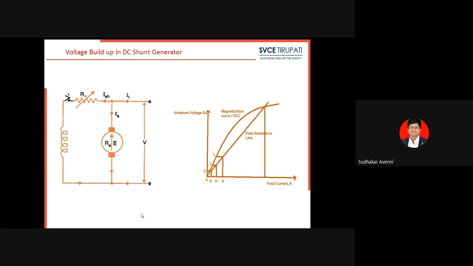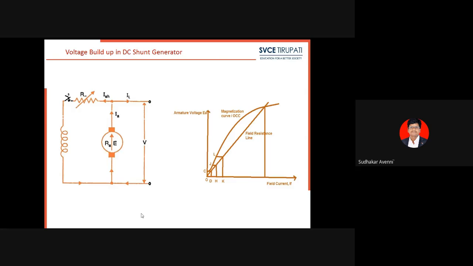What is meant by residual magnetism? Due to the retentivity property, all electromagnets possess some flux even though the field current is zero. This flux is called residual flux, which is nearly 5 to 10% of its rated flux. Here, to build the voltage of self-excited generators, the first condition is that there must be residual magnetism in the field poles.